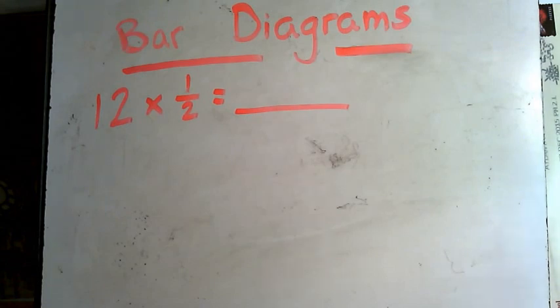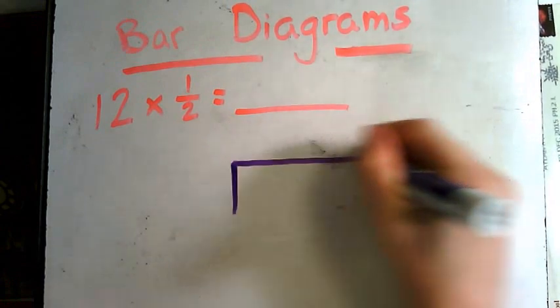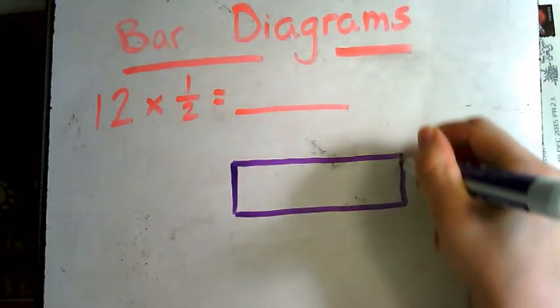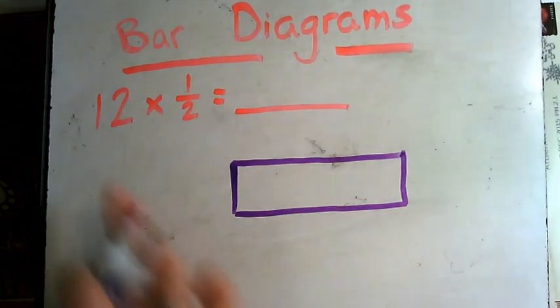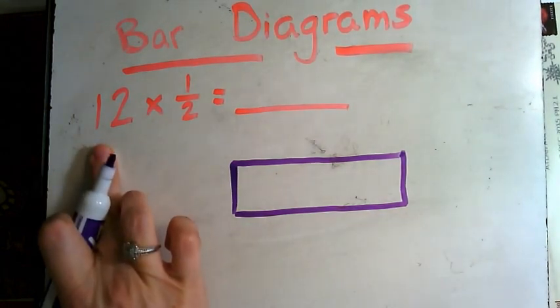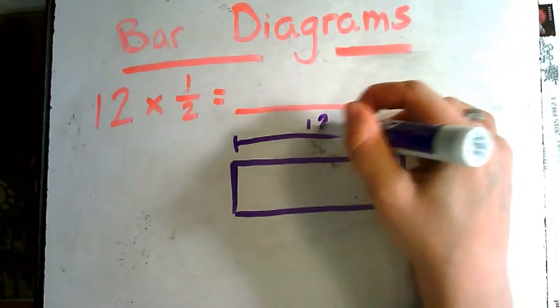to solve these problems. So the first thing we're going to do is we're going to draw our bar model. Okay? And then we know that this whole model is going to represent our whole number in our problem. So the whole model represents the number 12.